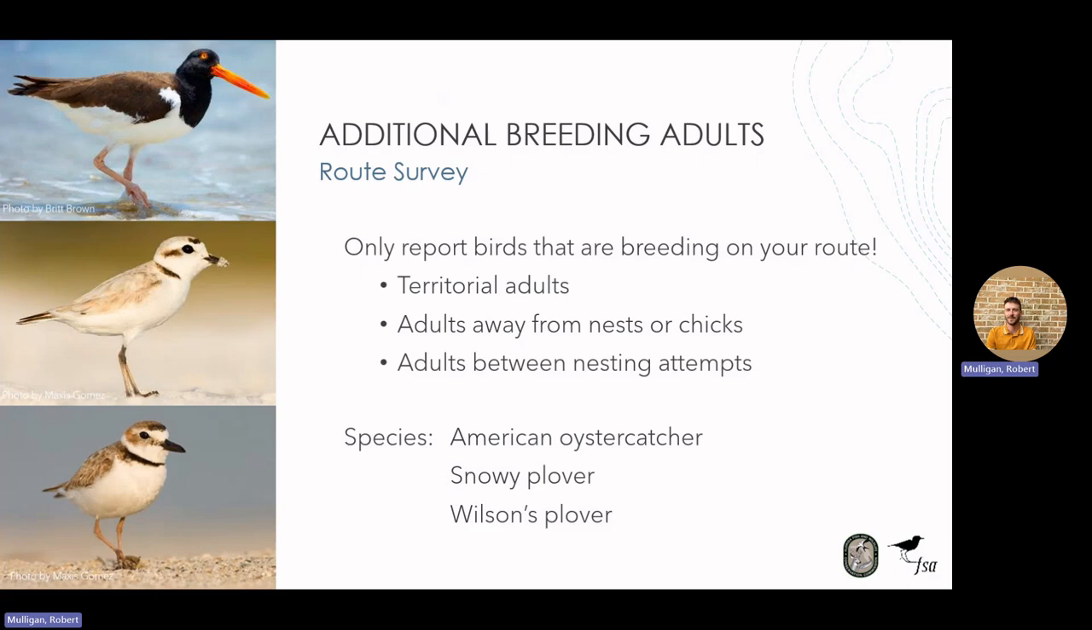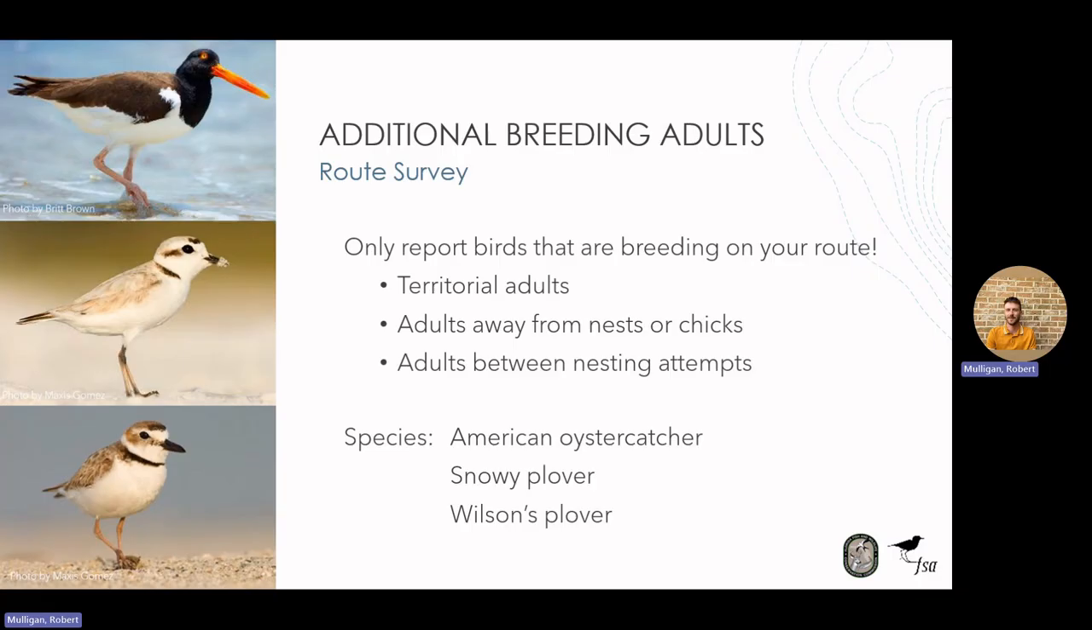We ask you to collect additional breeding adult counts for 3 focal shorebird species: the American oystercatcher, pictured on the top, the snowy plover in the middle, and the Wilson's plover on the bottom. The big picture is we want to know how many adults for these 3 species are breeding on each route that you survey. And we get that count by knowing the number of 1, adults at nests, 2, adults with chicks, and 3, any additional adults that are breeding on the route. Adults at nests and adults with chicks are counted on other data sheets, which we will go over next.